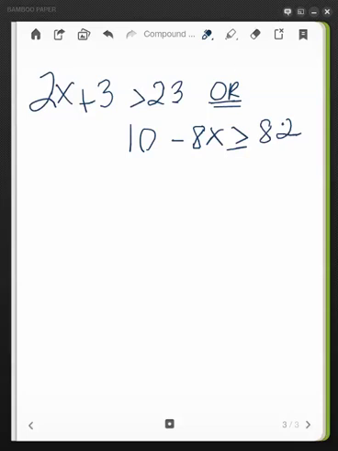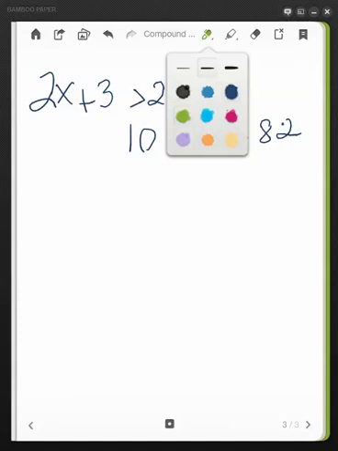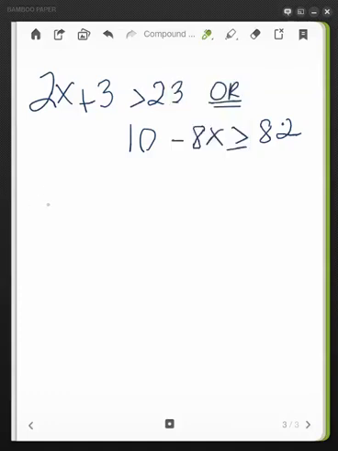All right, so let's look at the first one. 2x plus 3 is greater than 23. So it's a two-step, so we're going to do our subtraction first.